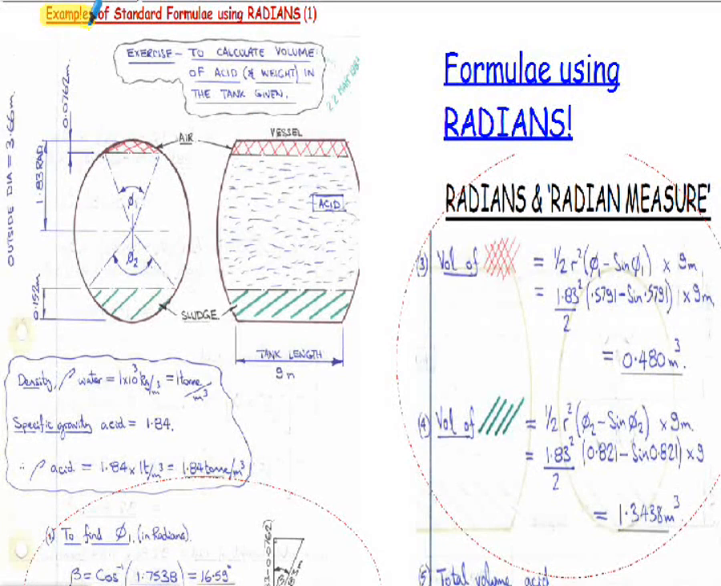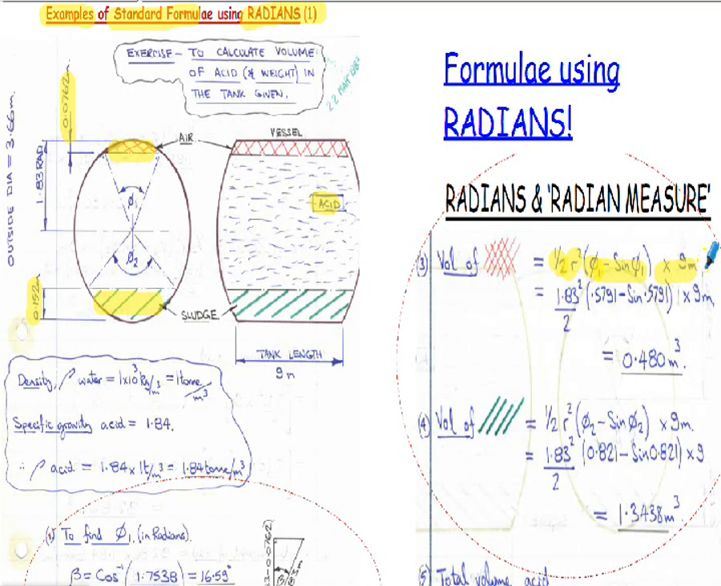Here's a couple of examples where a standard formula required the use of radians. In this particular question, we were trying to find the volume of acid in a tank, knowing the sludge depth in the tank that was given to us, and also knowing the air dimension left in the tank. The formula we use here to calculate the area, and so the volume of sludge, and then the area, and so the volume of air, was given here. The formula for volume was a half r squared, and in brackets phi minus sine of phi, multiplied by the length of the vessel.